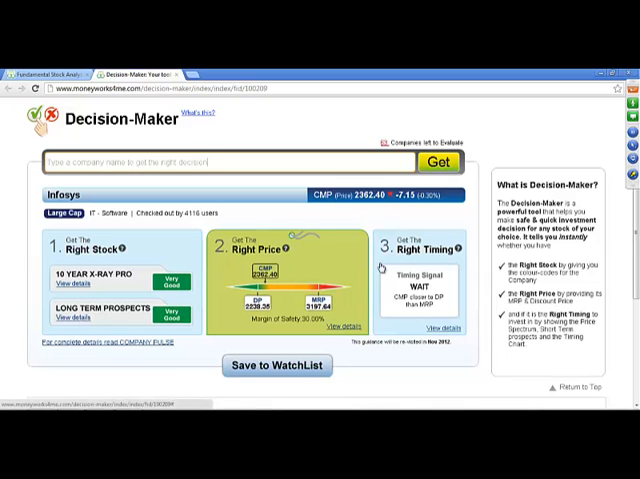And the third and a very crucial part is the right timing. Now what is the right timing? Well, in this part we give you very easy to understand timing signals. So what we have done is we have combined fundamentals as well as technicals. The first two things that you saw were part of the fundamental analysis, whereas the last part, the right timing part, is based on some technical indicators, right?